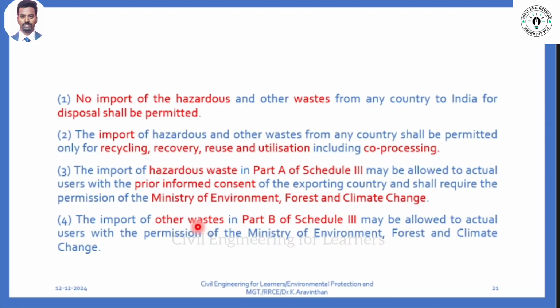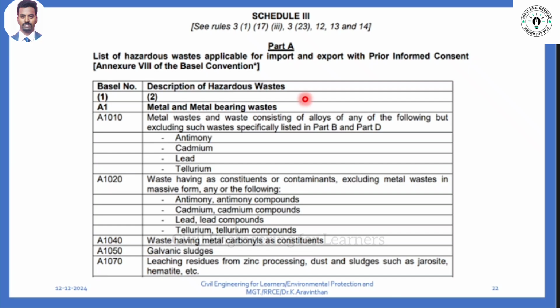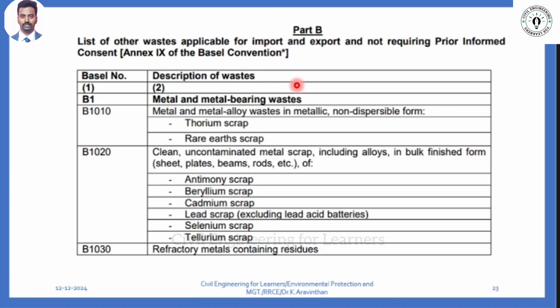Import of other waste, which is scheduled in Part B of Schedule 3, is allowed with permission. For Part A, you should get consent beforehand. For Part B, informing before the transportation is sufficient. Part A is particularly the list of hazardous waste which can be imported or exported from other countries to here or from here to other countries. Prior consent is required for the following materials. You can read them out: description of hazardous waste, etc.